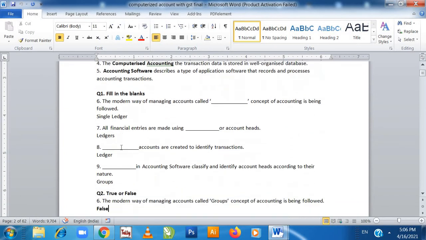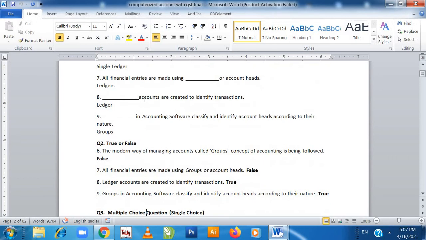The modern way of managing accounts, called the dash concept of accounting, is being followed under a single ledger. All financial entries are made using dash or account heads under this ledger. Dash accounts are created to identify transactions under this ledger. Dash in accounting software classify and identify account heads according to their nature under these groups. Now, based on the fill in the blanks, true or false has been created.